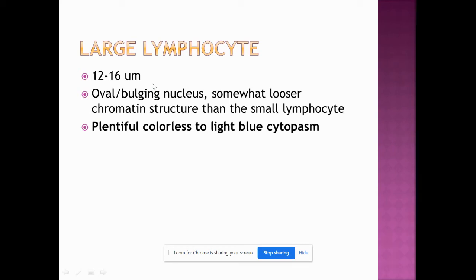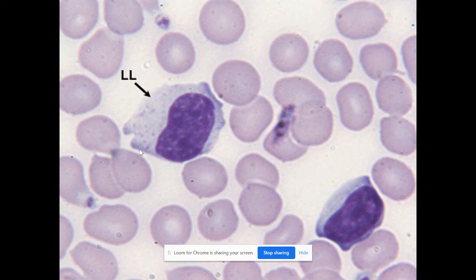lymphocyte. So, as I've said, the large lymphocyte cytoplasm area is wider compared to the cytoplasm area of a small lymphocyte. Another difference is that the large lymphocyte cytoplasm color is lighter compared to the color of the cytoplasm area of a small lymphocyte. So this is a large lymphocyte: wider area of the cytoplasm, lighter color, and of course, the shape is bigger compared to the small lymphocyte.